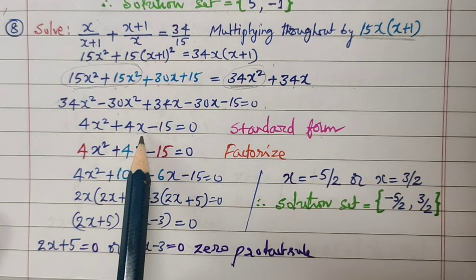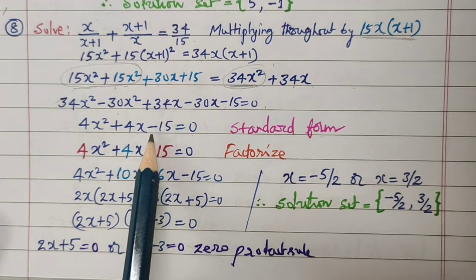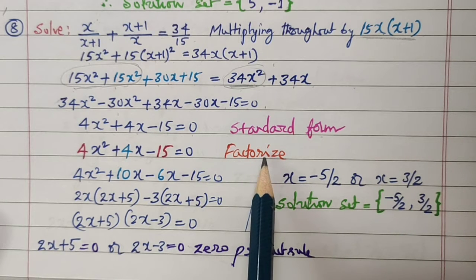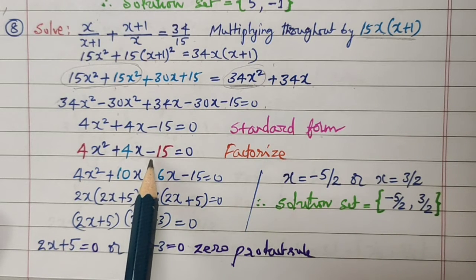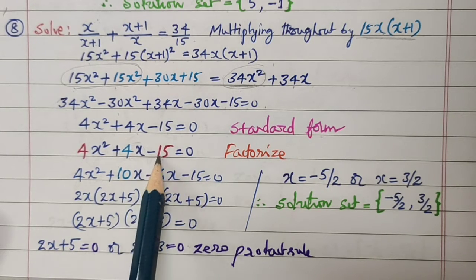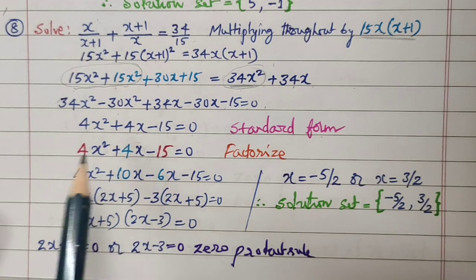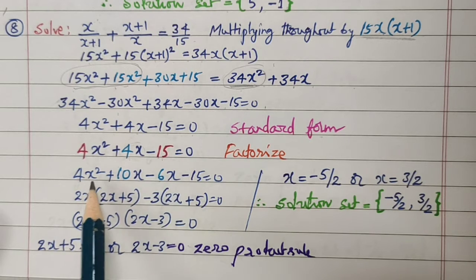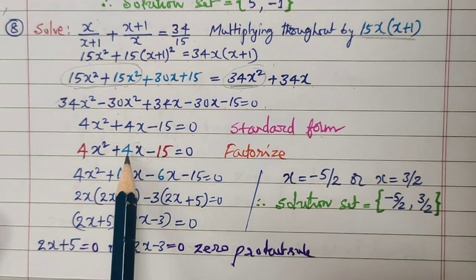Then after we get into the standard form, we need to factorize, because we are solving the quadratic equation by the factorization method. Then 4x square plus 4x minus 15, you split this into two parts in such a way that when you add you should get 4x, when you multiply you should get minus 15 into 4, that is minus 60. 10 into minus 6 is minus 60. When you add these two, it will become plus 4x.